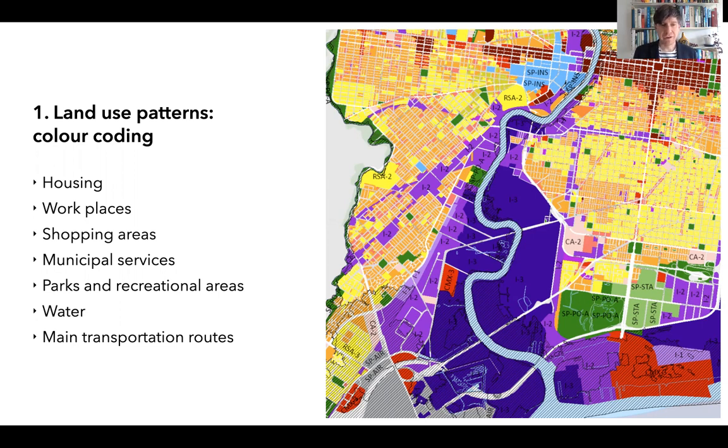Parks and recreation areas, water, the sea, the rivers, and the main transportation routes or the main avenues of your city. And if you look at this example here, it's very detailed, one color for every block. Maybe this is not possible. Maybe it's more like looking at bigger areas to understand your city.